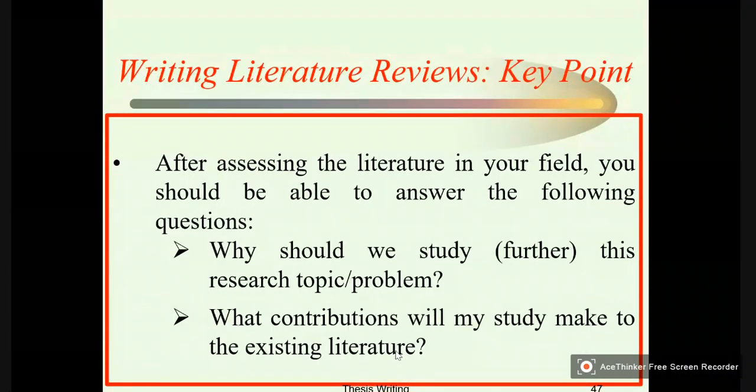So, writing literature reviews, the key point is that after assessing the literature in your field, you should be able to answer the following questions. When you are able to answer these questions, it means that your literature review is perfect. Why should we study further this research topic or problem? You should get an answer for that.